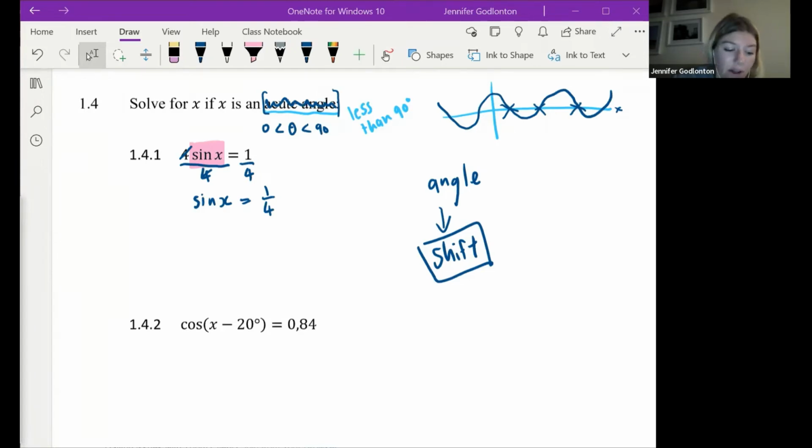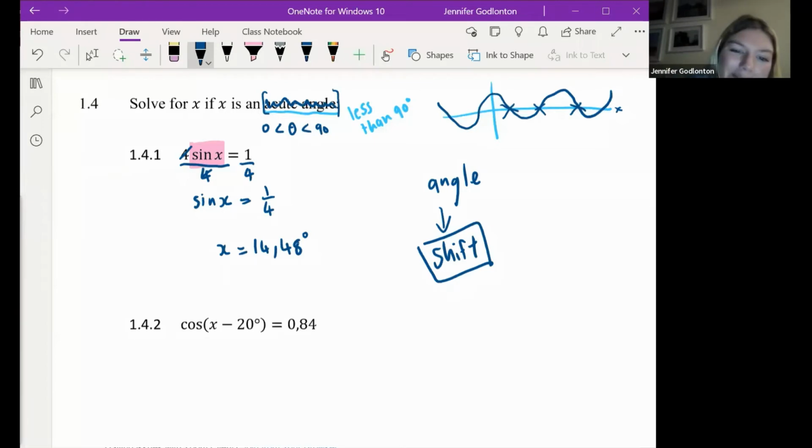Okay, so we've got sine x is equal to a quarter. So we need to go into our calculator. We're going to say shift sine fraction 1 over 4. Thank you for those degrees coming in. And we land up with x is equal to 14,48 degrees, because there's a 7 following the 7 degrees.